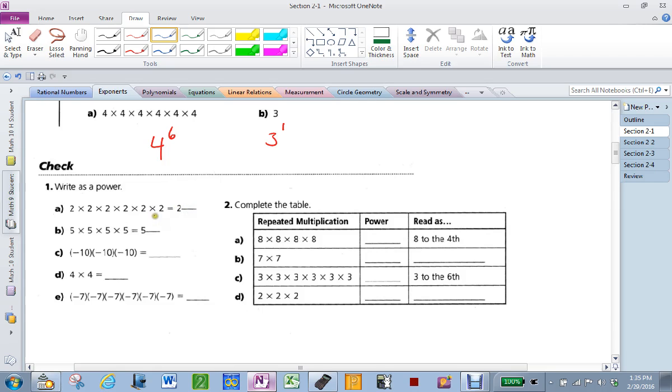2 is the base. How many times does it repeat? 6. So this is 2 to the 6th. What's the base here? 5, by 4. 5 to the 4th. Now, look at C closely. 10 to the 3. Look closer. Negative. Why is it negative 10? Because it has a negative sign.